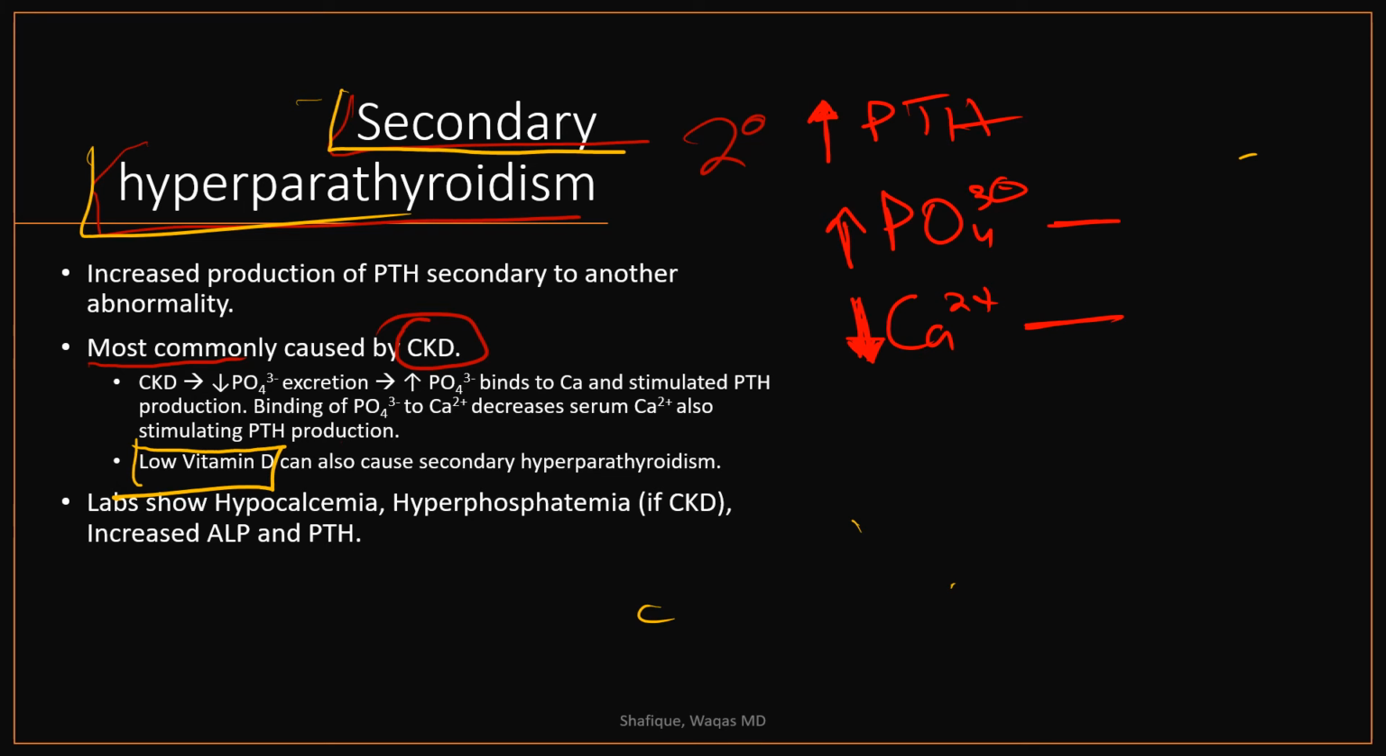So you'll have hyperphosphatemia, you'll have hypocalcemia, and because you have increased PTH, you'll still have increased alkaline phosphatase. Okay?